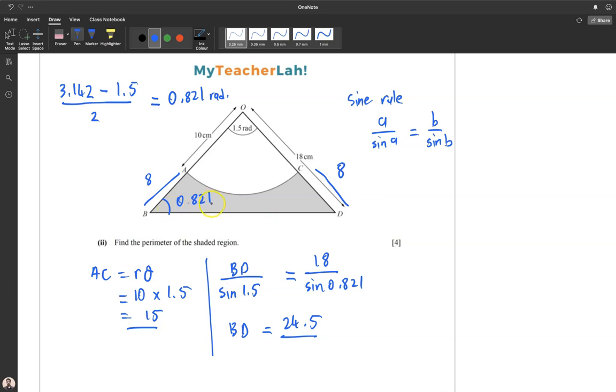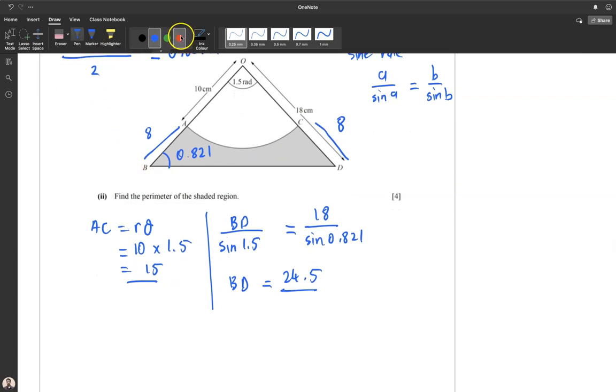Okay, check. What else am I missing? I don't think I'm missing anything else. I have this, this, and finally the arc as well. Okay, so that means it's time to add them up. So the perimeter is equals to 24.5 plus 15 plus 16. Where's the 16 coming from? 8 plus 8. Final answer would be, I think, 55.5 centimeters. Wow, so 555, nice number.